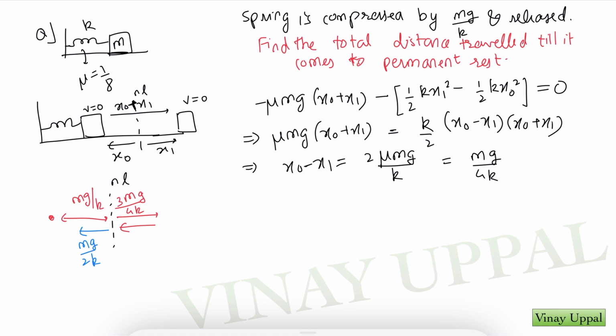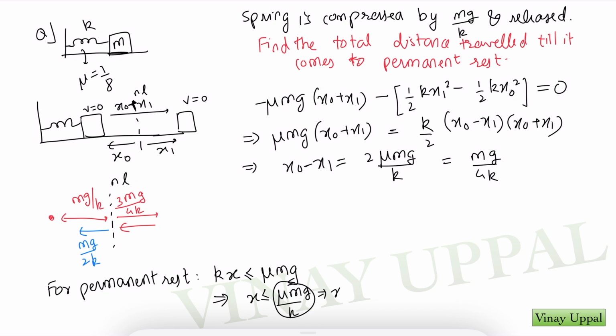But when will it actually stop permanently? For permanent rest, we must have the spring force lesser than or just equal to the maximum possible friction when the block comes to rest. At that instant, if the spring force is not able to overcome the maximum friction, then the block will be permanently at rest. That is mg by 8k by substituting mu. So we just have to figure out when the maximum compression or extension will be lesser than mg by 8k.